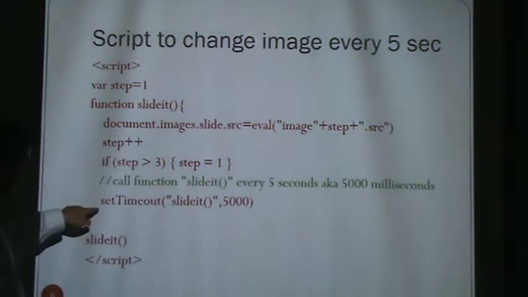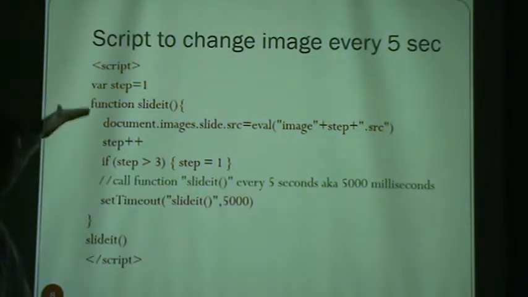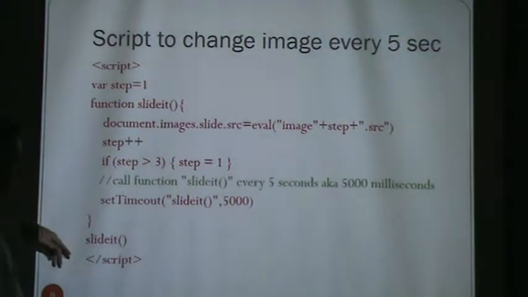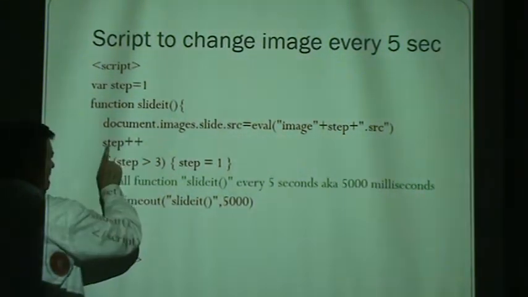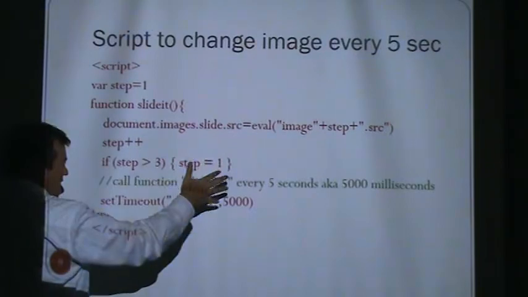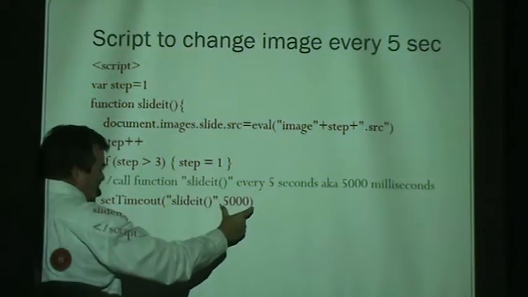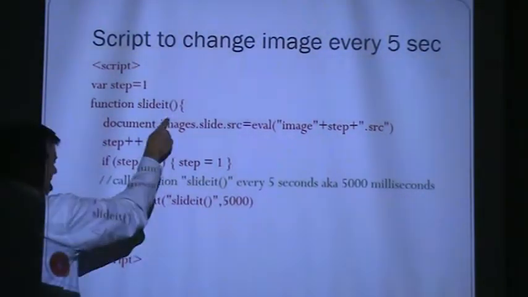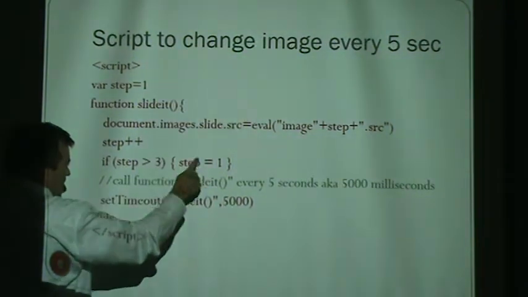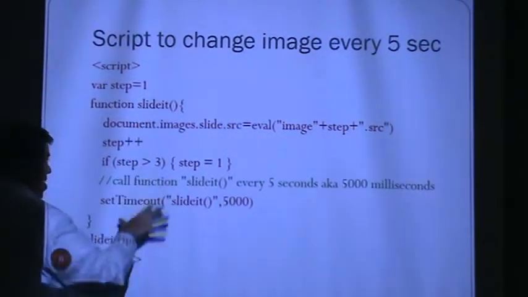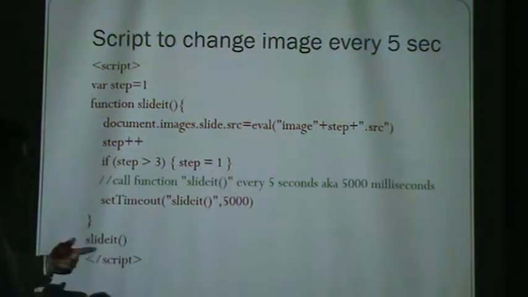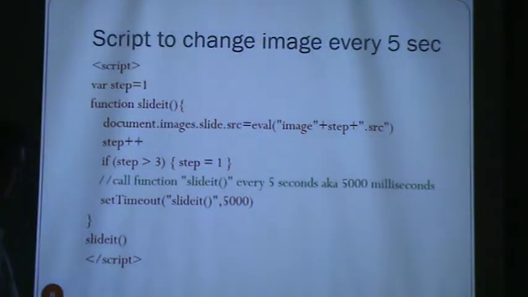So what this page would do, if somebody would call this function for the first time, it will run the function, increment this by 1, and change the picture. Count to 5, call the function again, change the picture, and do that every 5 seconds. So all you have to do is call it once and get this thing started. It will keep calling itself forever. So after we define the function, we actually call it for the first time.